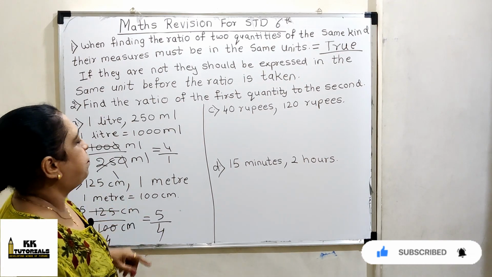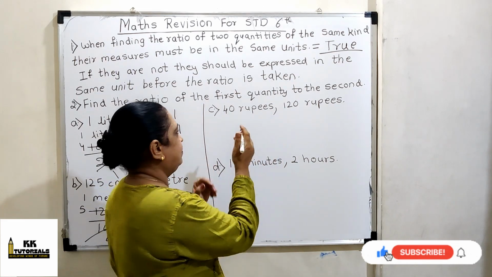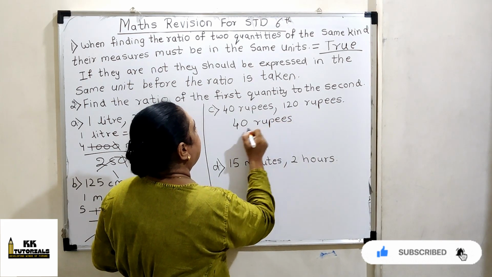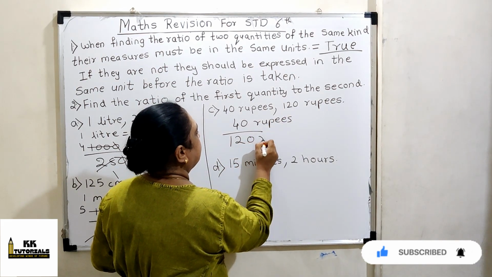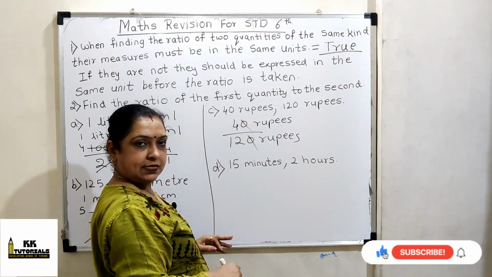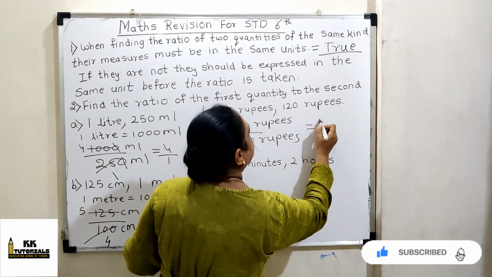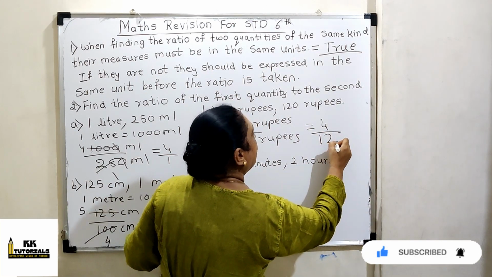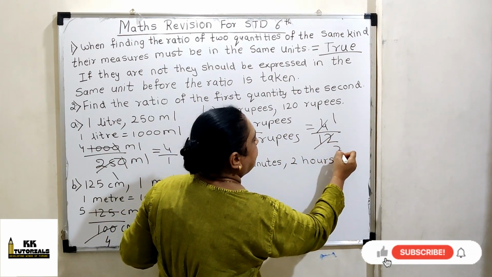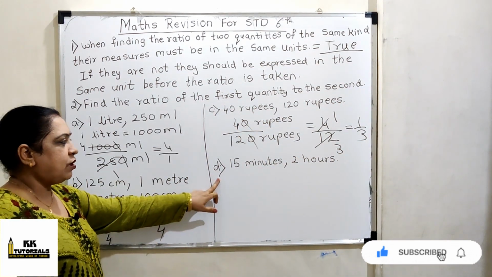Understood? Now, here it is 40 rupees and 120 rupees. So we don't have to convert. It is easy. 40 rupees and here it is 120 rupees. This 0 will get cut with this. So you can write 4 upon 12. Okay. Or you can do more cancellation. 4 ones are 4, 4 threes are 12. The answer is 1 upon 3. Okay. So now we'll solve D.